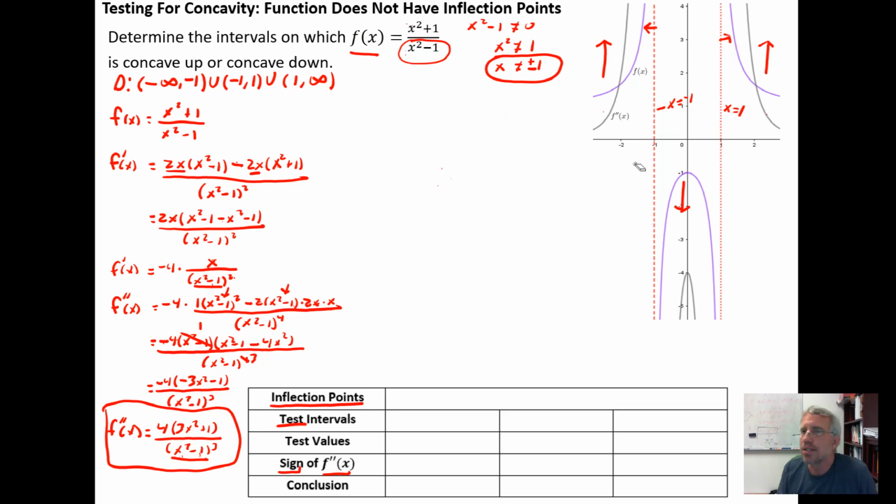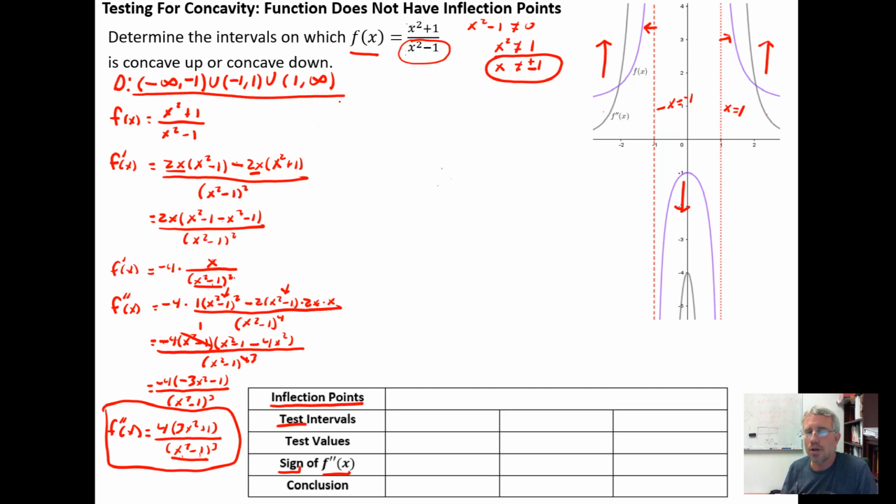So the idea is if there are no inflection points, and there aren't because 1, the numerator can't equal 0. 3x squared plus 1 cannot equal 0 unless you're willing to work with complex numbers. And 2, the values plus or minus 1 that zero out the denominator of the second derivative are not part of the domain of the original function.